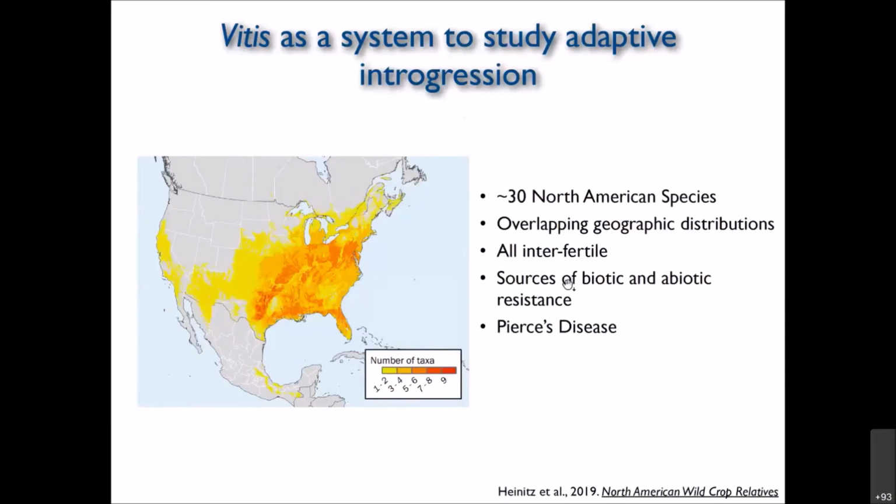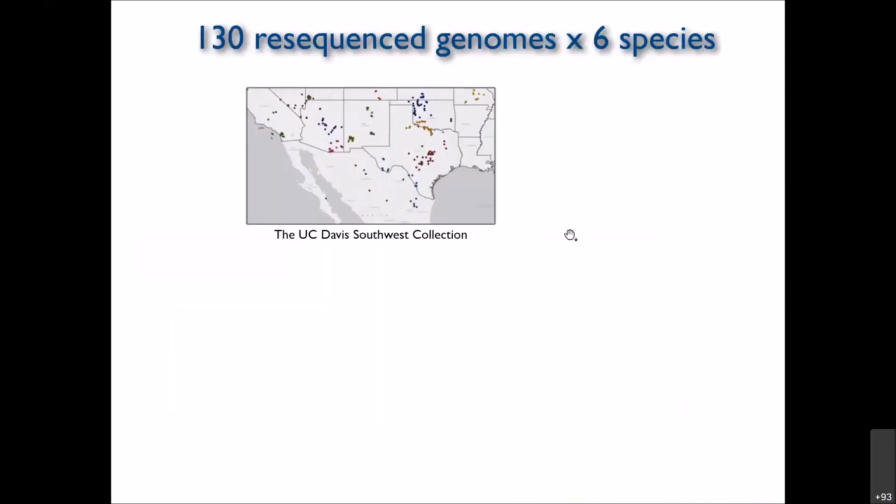I guess that's all I want to say, that these rootstocks are sources of biotic and abiotic resistance in cultivation. And one of the things we're really interested in as a group is Pierce's disease, which is a relatively new disease that's now affecting olives in Europe as well. So it's quite pernicious.